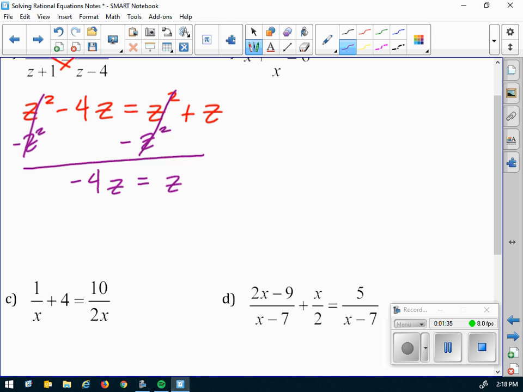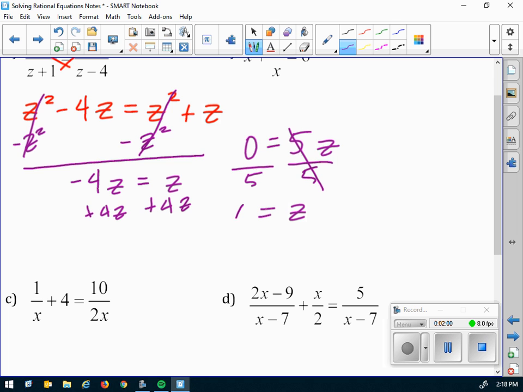keep moving. We still want to set this equal to 0. Add 4z to both sides. And if we add 4z to both sides, what do we get? I get 0 equals 5z. How do I get the z by itself? Z equals 0. That's a reason. Check it.